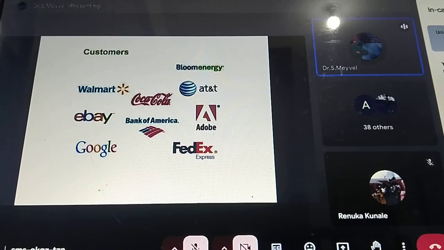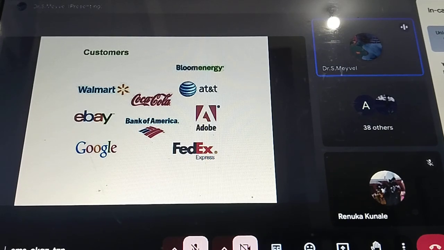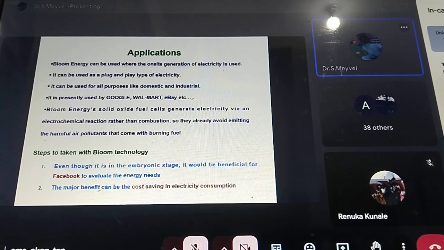Next one is the Bloom Energy customers. The well-known customers are Walmart, Coca-Cola, eBay, Bank of America, Adobe, Google and FedEx. Google was the first customer. Google installed 4 servers at its headquarters in 2008. Walmart is working toward 100% renewable energy. eBay has an installation of 5 boxes producing up to 500 kilowatts. Also, Bank of America has 500 kilowatts of installation.